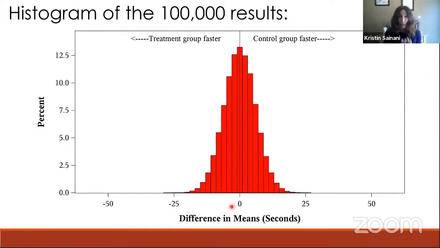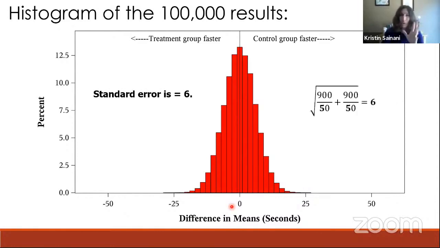The standard deviation of this normal curve is 6. It's a much narrower normal curve, reflecting the fact that our average distance from 0 is smaller, reflecting the fact that there's less fluctuation in our difference in means. Our standard error is now 6. We can also calculate this mathematically just to show you, you will get the same answer if you use the mathematical formula.